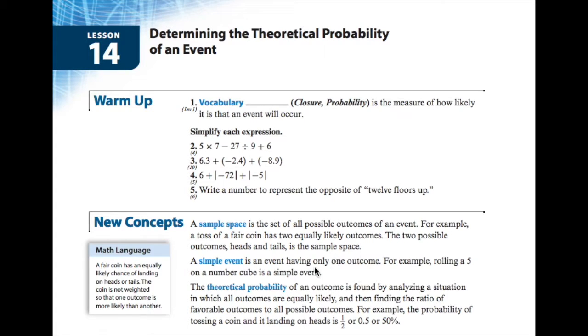A simple event is an event having one outcome. For example, rolling a 5 on a number cube is a simple event. You had one outcome out of what would be the possible other outcomes.